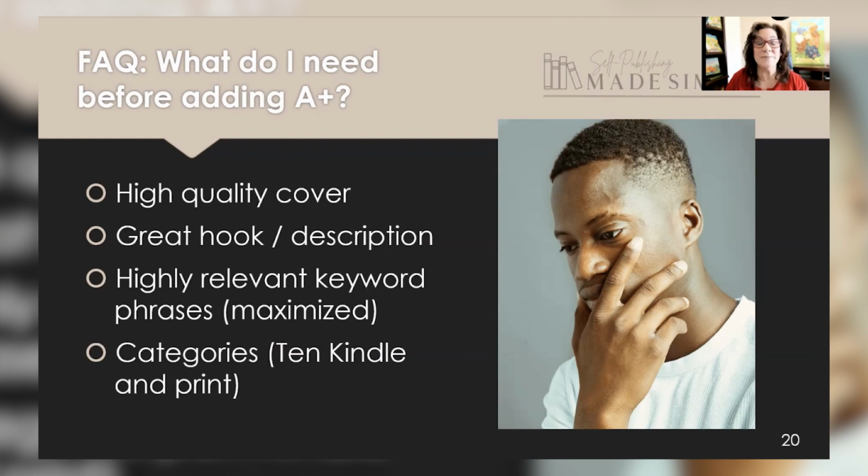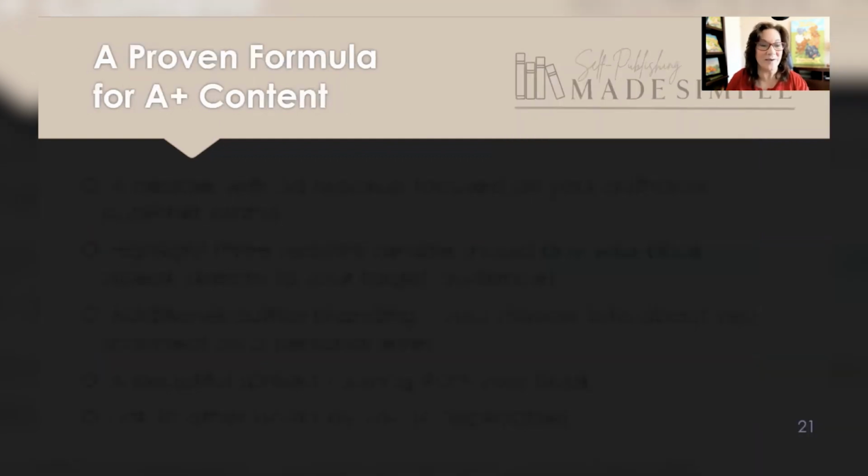And categories, make sure that you have 10 Amazon categories. I know they only allow you to choose 2, but you can go back and open a ticket and have Amazon add 8 more additional categories. If you don't know what categories you should pick, there's a whole other presentation that comes with keyword and category selection. Go in that direction. Get help you need if you don't know what I'm talking about.